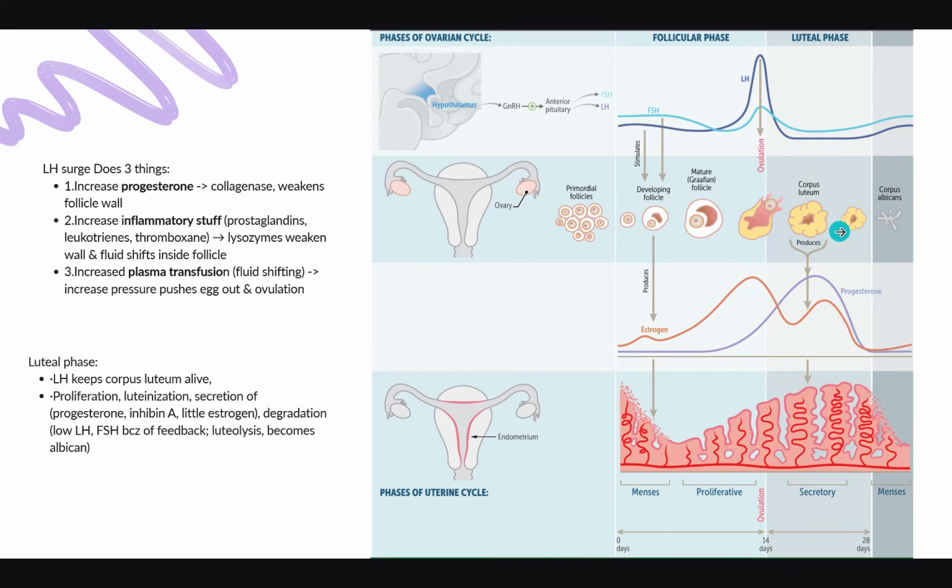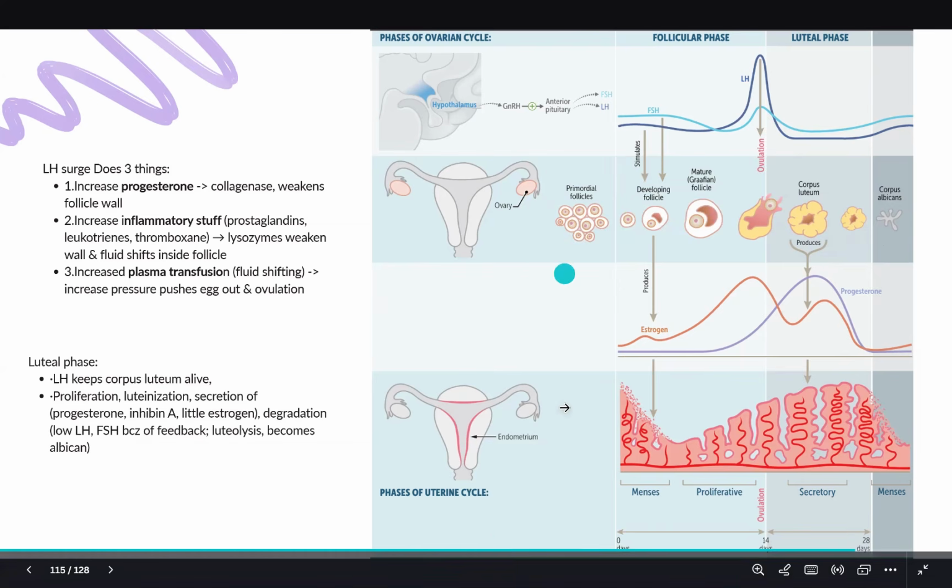After that, we have the corpus luteum that survives for about 14 days only. So if you have the menstruation or the bleeding that happens at a particular day, you count 14 days backward, and that is the day of ovulation, all right? Because the corpus luteum just survives for 14 days. And yeah, that's basically it for the ovarian cycle.